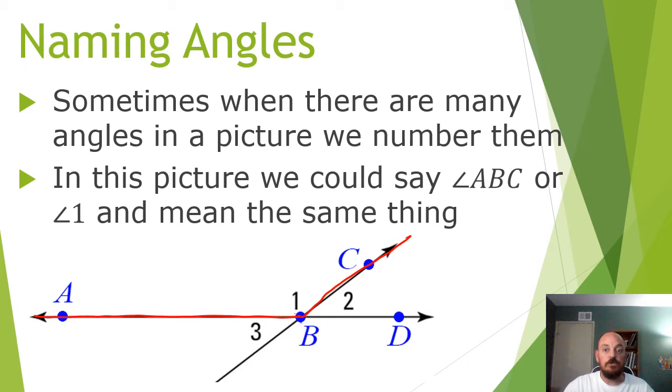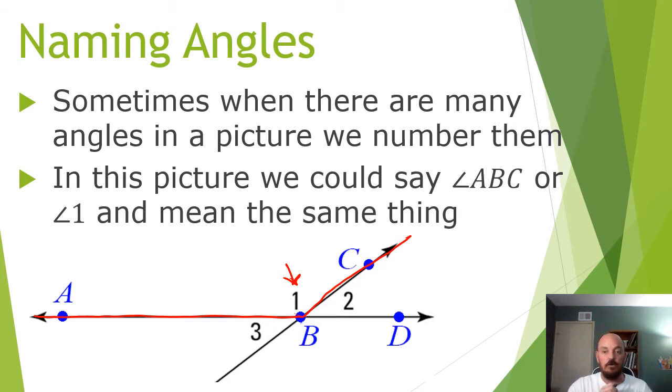So I said I could call it angle ABC, that's the direction I drew it, from point A to B to C. Or, because they were numbered, I could just call it angle 1. And that would mean the same thing. I could also call it angle CBA if I went those letters backwards. I didn't type that into the notes, but that would work too.